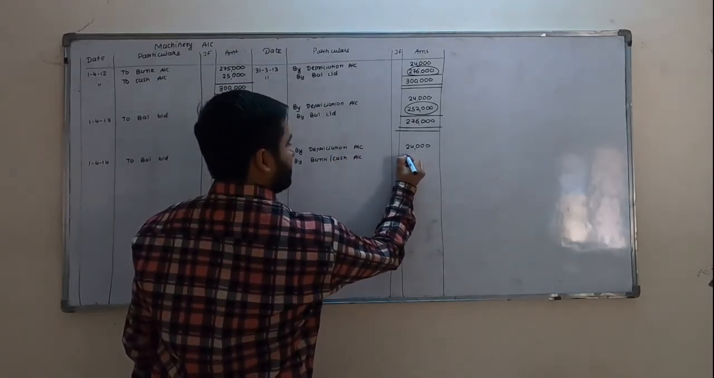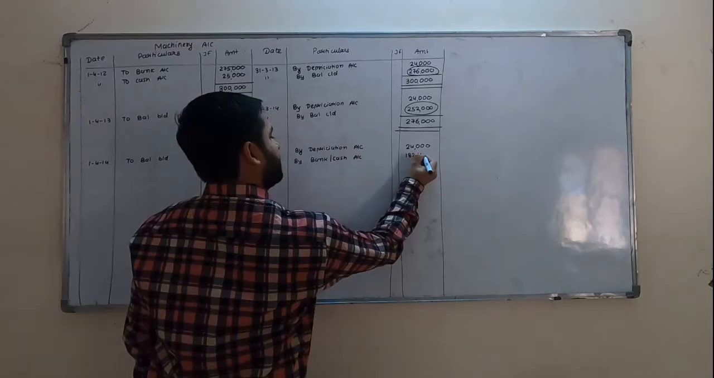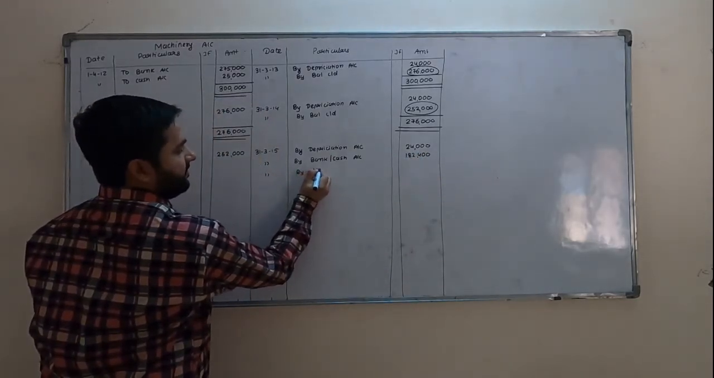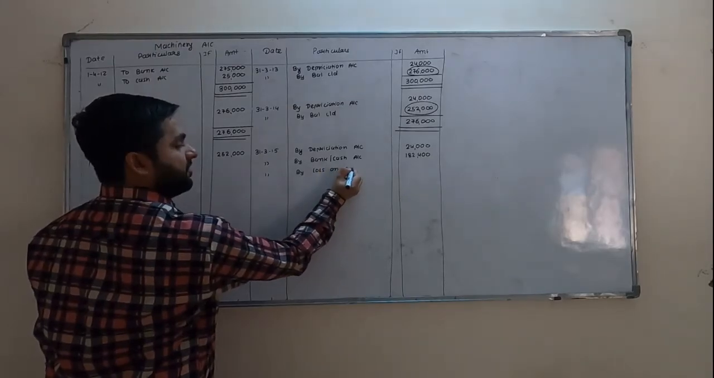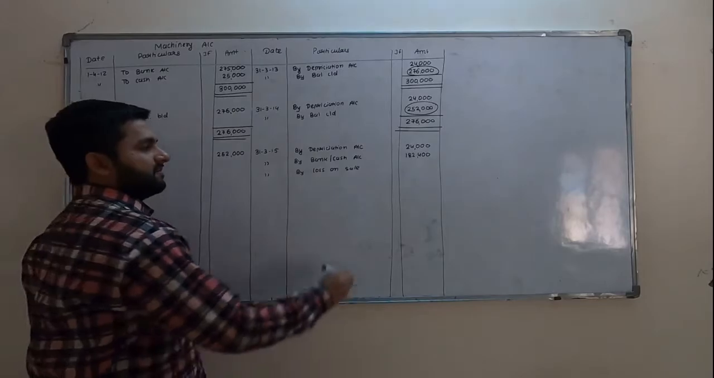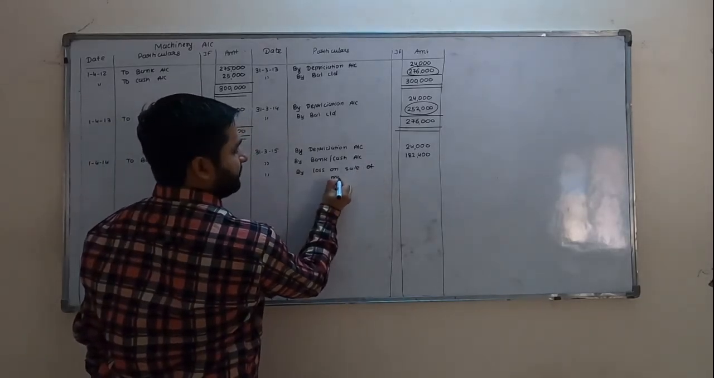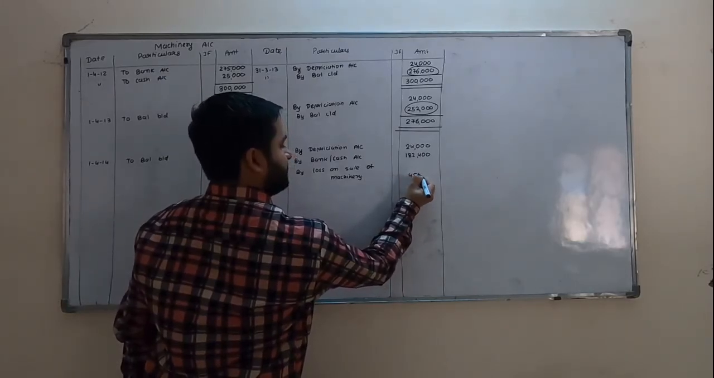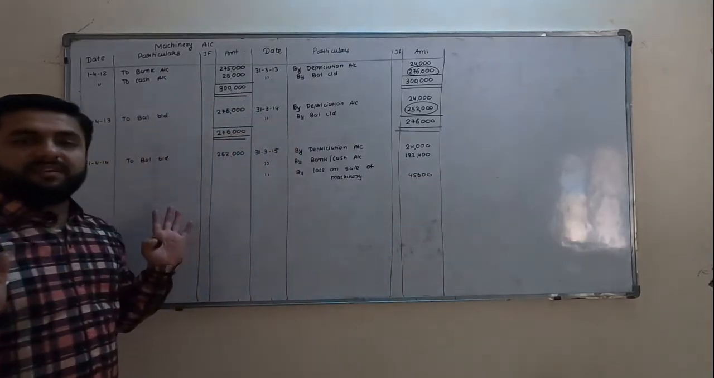By bank or cash account, 1,82,400, and loss also, by loss on sale, because loss is debited to machinery, machinery is credited, so on the credit side by loss on sale of machinery, 45,600.